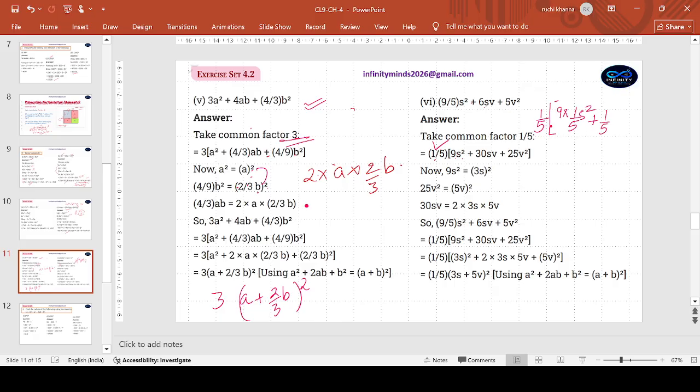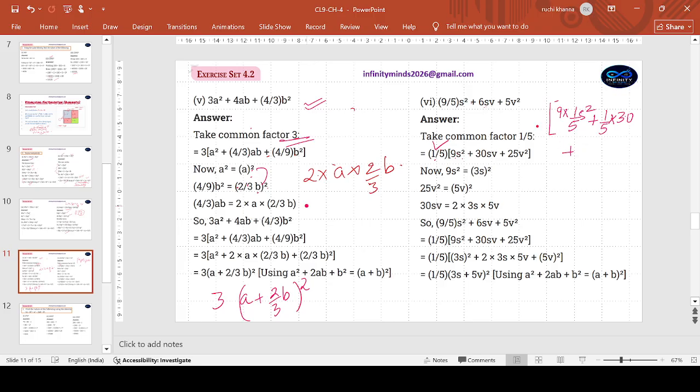You wish to have 1 by 5 outside. No, it's like you wish to have a 1 by 5 outside. So I must write this thing. How can I get a 6 if I want to take 1 by 5 common from it? If I replace it by 30, 5 into 6, 30 divided by 5 will only give me 6. That you should be able to think of. Taking 1 by 5 is 6 into 5, 30.